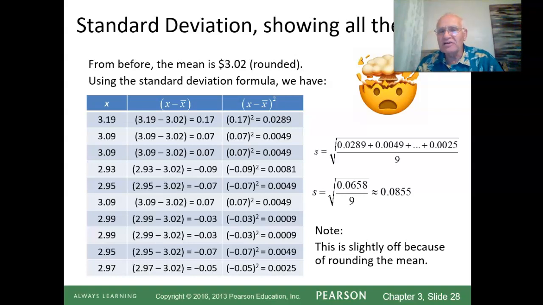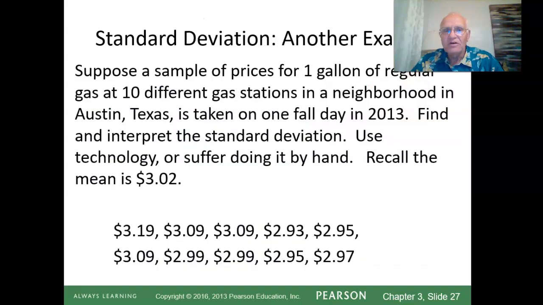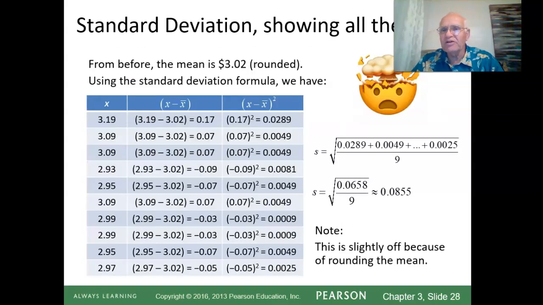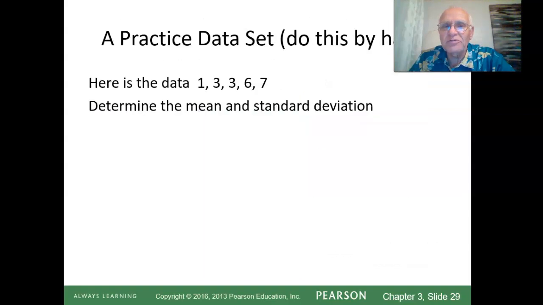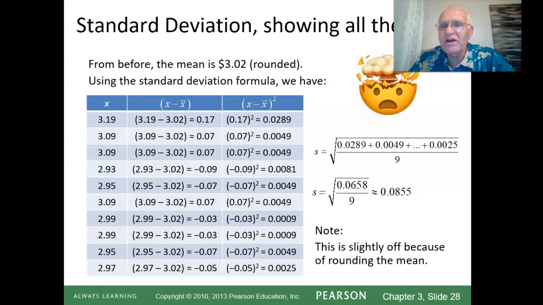That might be slightly different than what you would see in your summary in StatCrunch, because we rounded the mean to 3.02. It had more decimals than that. When StatCrunch does this calculation, it will use the actual mean rather than a rounded mean. But for simplicity's sake, we use the rounded value here to show how this calculation would work.